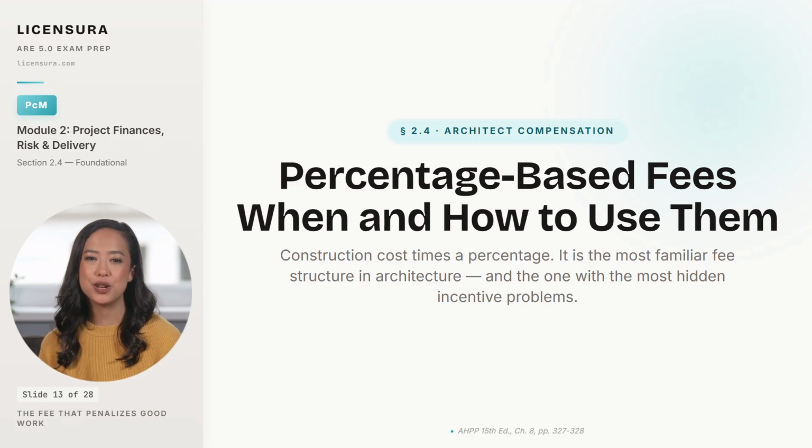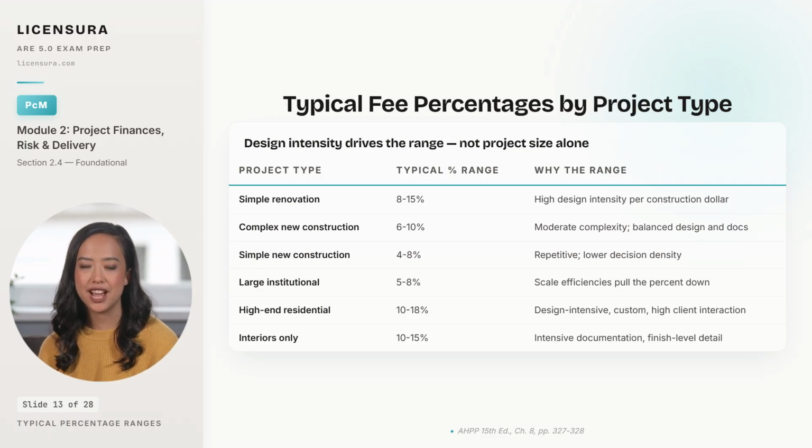Let me show you the typical ranges by project type, because percentage fees are not one number. They vary by complexity and design intensity. 6 common project types and the ranges that typically apply. Notice that the percentage is not driven by total project size. It is driven by design intensity per dollar of construction.